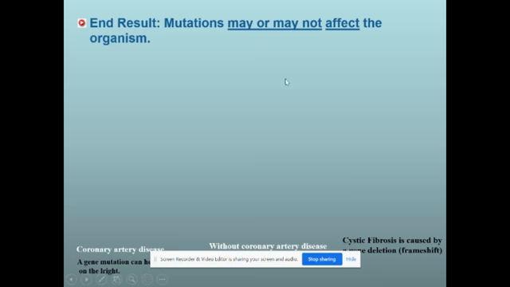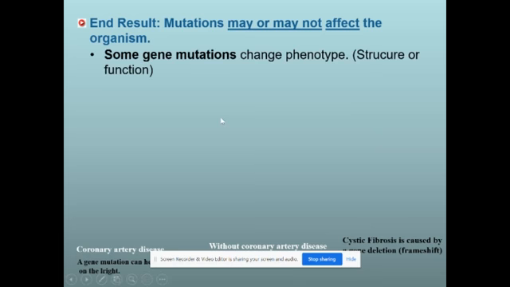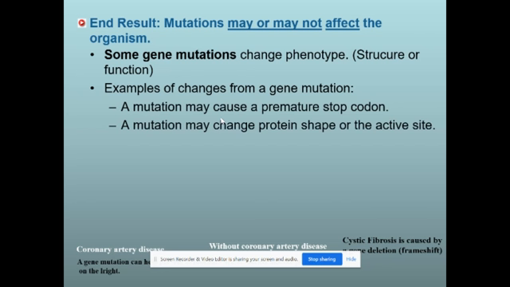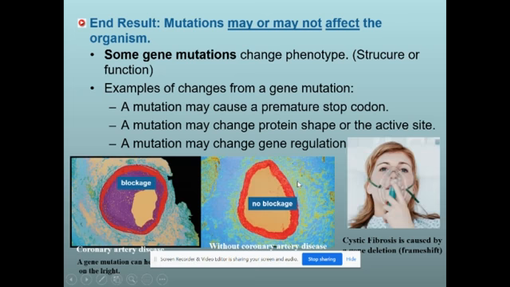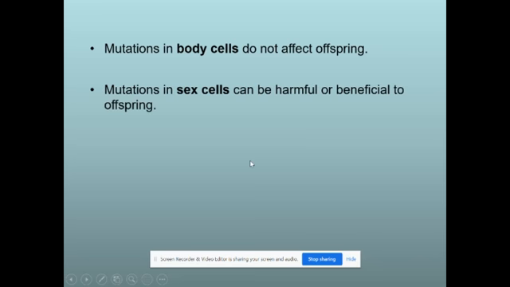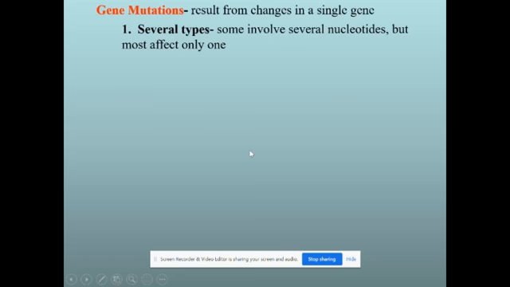So your end result may or may not affect the organism. Some gene mutations change phenotype, like a premature stop codon. A mutation may change protein shapes or the active site, and it may change gene regulation. Mutations in body cells do not affect the offspring of an organism. Mutations in sex cells can be harmful or beneficial to the offspring.